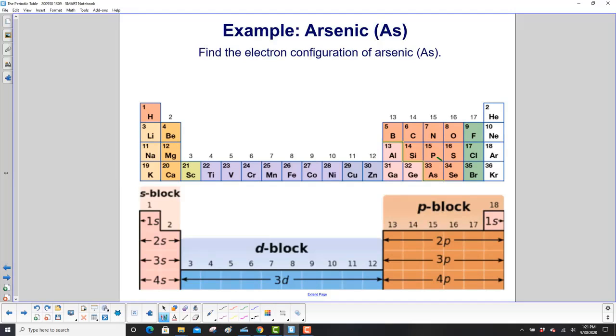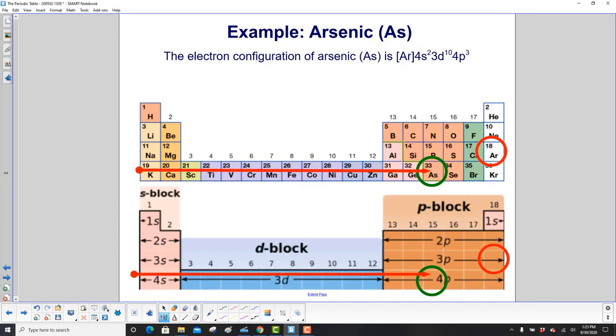Next, find the electron configuration of arsenic, right over here. So first we find the noble gas in the period above arsenic. So arsenic is here, the period above, here's argon. So we put argon in brackets. Then we go to arsenic's level, the 4th period here. So we pick up 2 s electrons here, so that'll be 4s2 because it's in period 4. We pick up all the 3d electrons, so that's 3d10, and then we count over 1, 2, 3, and we get 4p3. So what do we have for arsenic? We have argon, 4s2, 3d10, and 4p3.